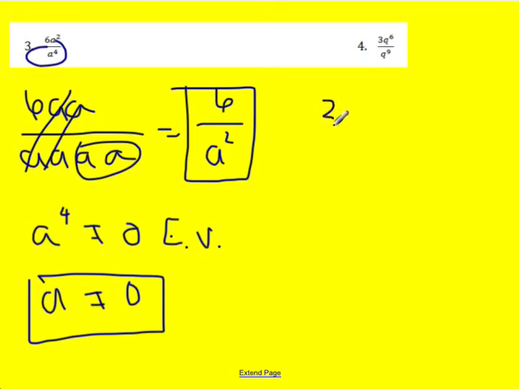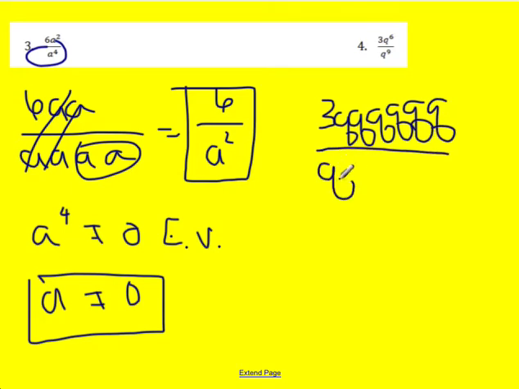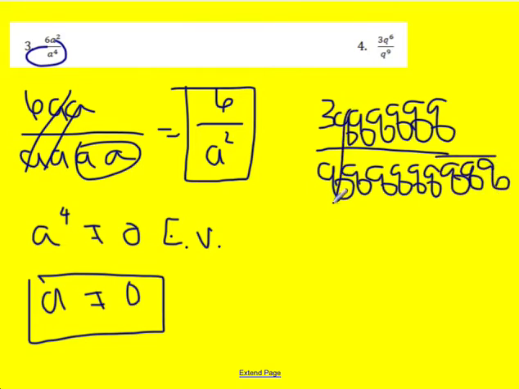Taking a look at number 4, so I have 3q to the 6, so I'm going to have 1, 2, 3, 4, 5, 6 q's on top, and then 1, 2, 3, 4, 5, 6, 7, 8, 9 q's on the bottom. So I'm going to go ahead and cancel out.